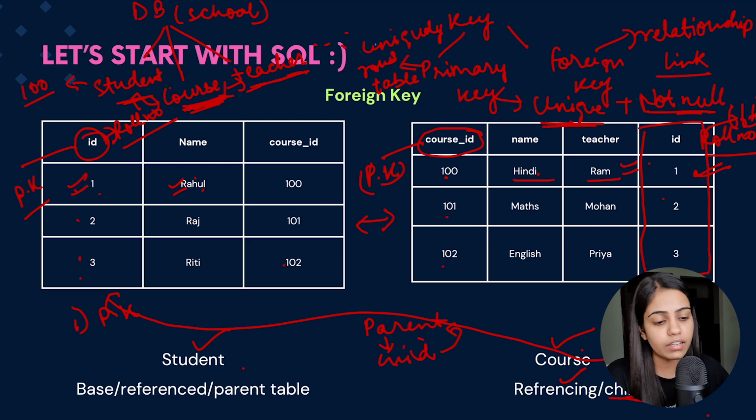And whenever there is a foreign key present in the child table, it is referencing one of the tables, which is called the reference table. So whenever a table is being referenced, it is called the reference table, or we can also call it the base table, or the parent table. So we can name it base, referenced, or parent table, and the table which has the foreign key and is referencing the other table is called the referencing or child table.